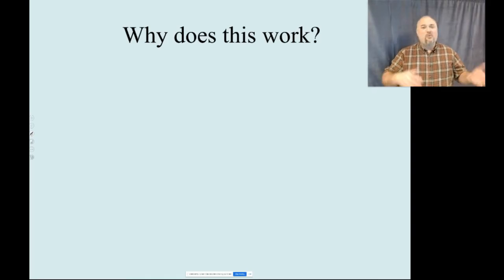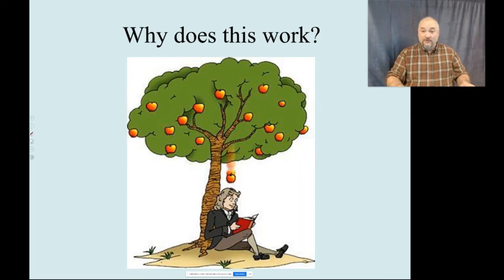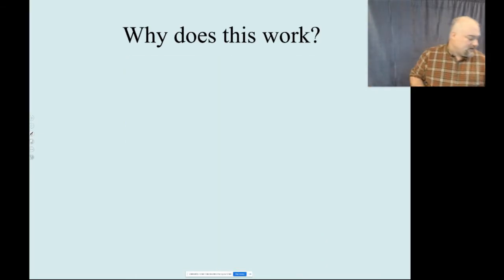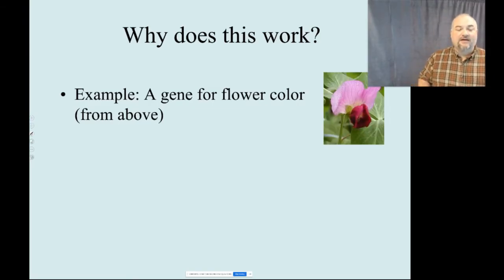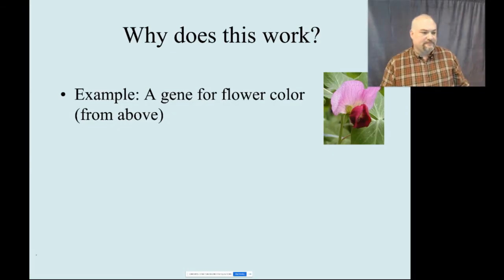The question is, why does that work? It's one thing to know that it happens. It's one thing to know that if you drop something, it falls. It's another thing to know why it does that. So let's take a look at that. The gene for flower color from above is a good example of this. All right, so we got that purple flower.